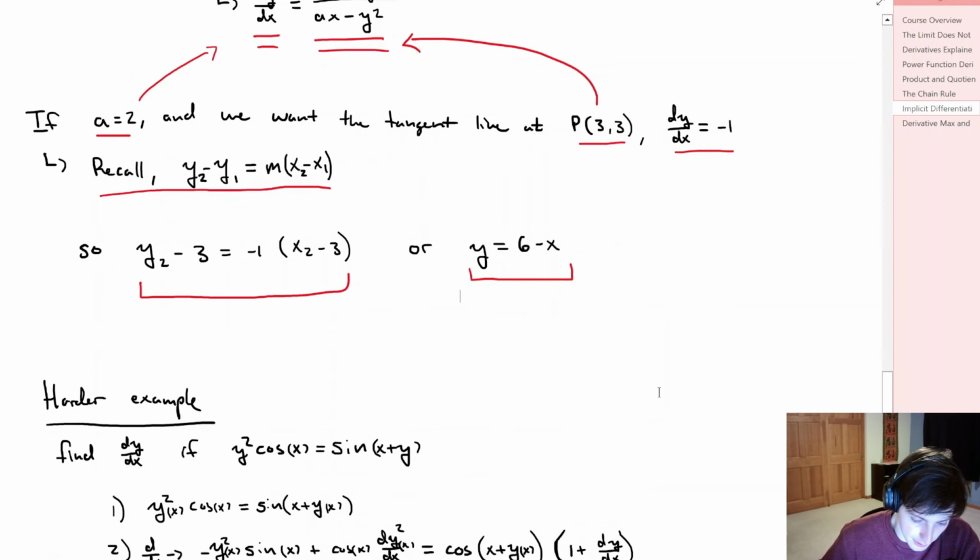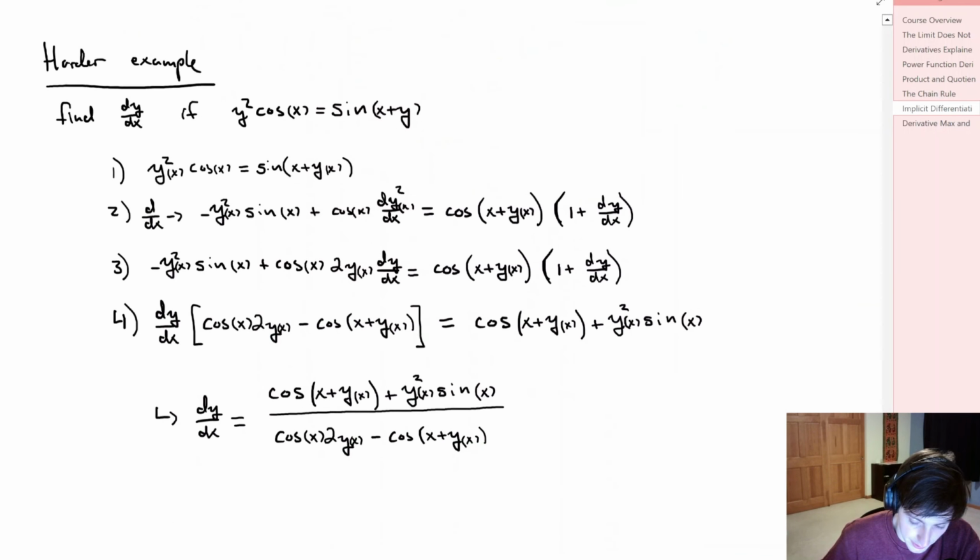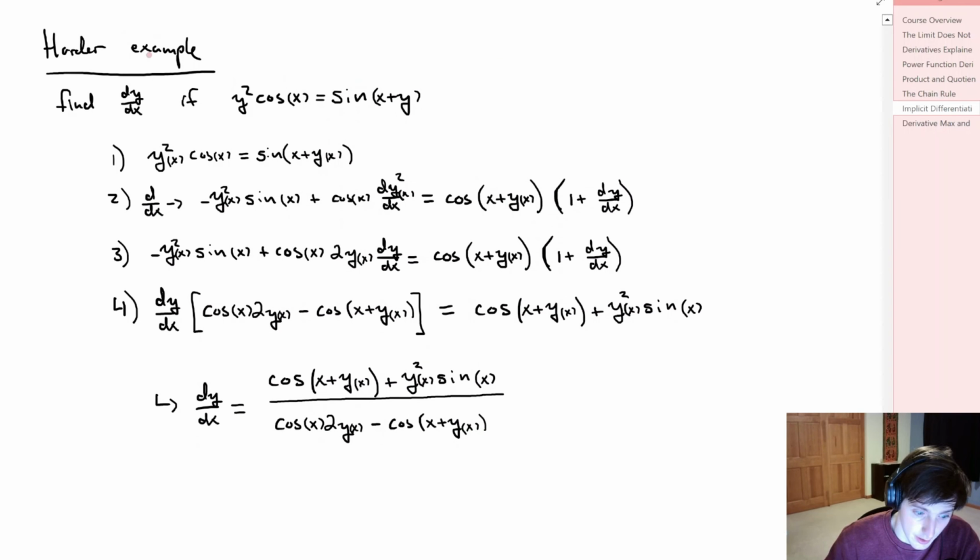But we can increase the complexity and look at another example. So again, we are going to use implicit differentiation to find the derivative with respect to x of this equation here. So step 1, realize that y is a function of x. So we just represent that like this. And then we do step 2, so derivative with respect to x.